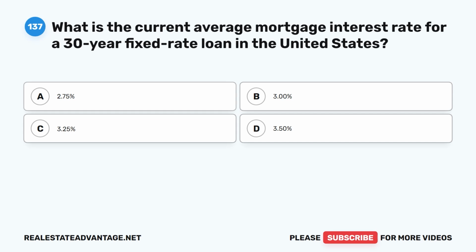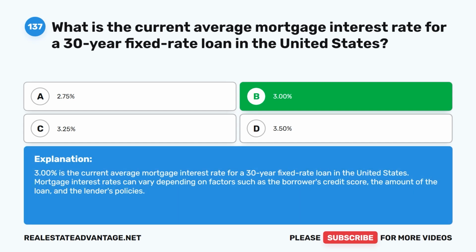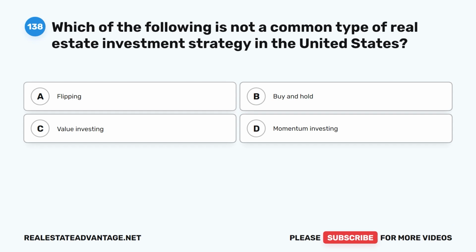Question 137. What is the current average mortgage interest rate for a 30-year fixed-rate loan in the United States? A. 2.75%, B. 3.00%, C. 3.25%, D. 3.50%. The correct answer is B. 3.00%. 3.00% is the current average mortgage interest rate for a 30-year fixed-rate loan in the United States. Mortgage interest rates can vary depending on factors such as the borrower's credit score, the amount of the loan, and the lender's policies. Question 138.